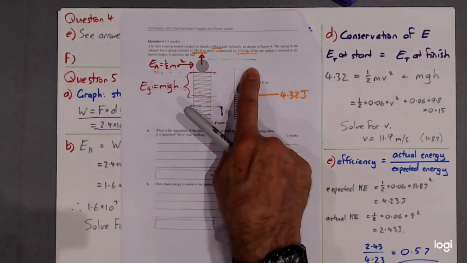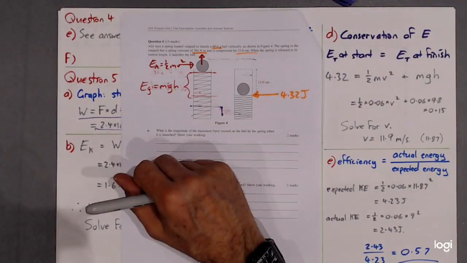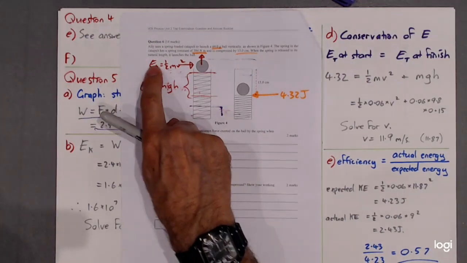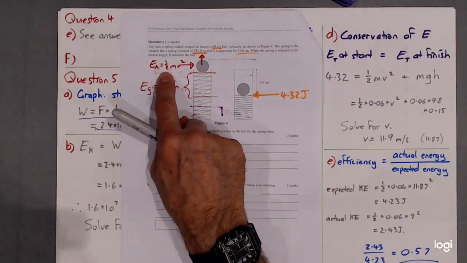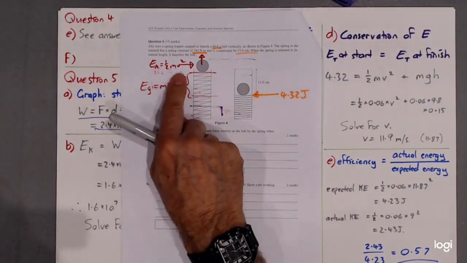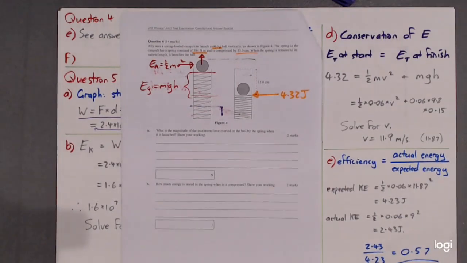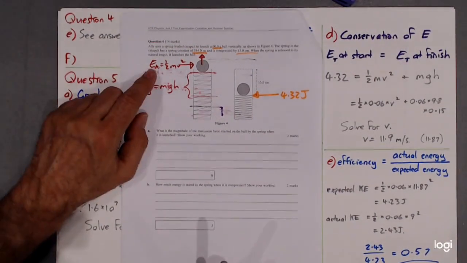All of the kinetic energy that it has there is going to turn into potential energy, gravitational potential energy up here. And we know how much kinetic energy it had there because we calculated it just before. It was 4.23 joules of kinetic energy, if I remember rightly. Let me just check it.